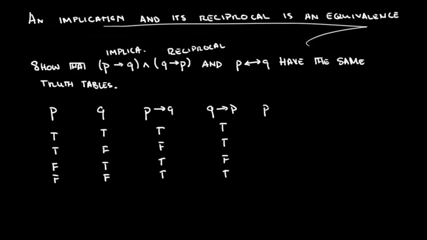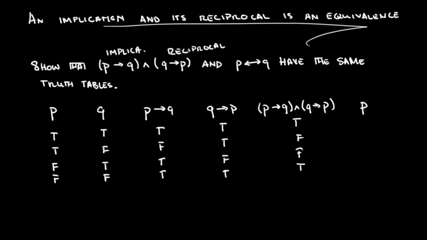We can combine our two implications. So P implies Q and Q implies P. Here we want to look at our two tables for our two implications, and this entire and statement is going to be true when both of those implications are true at the same time. So we have true, true, that's true. We have false, false, true, so that's false. We have true, false, that's false. And then we have true and true.